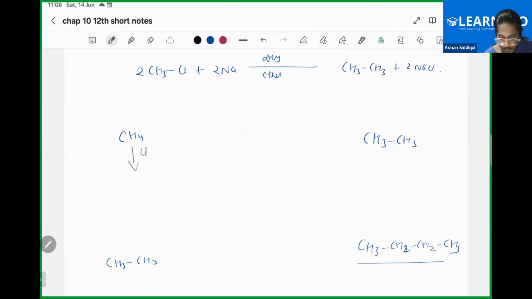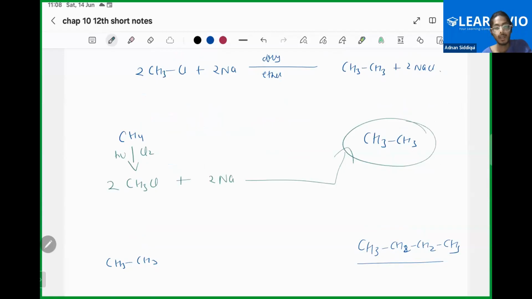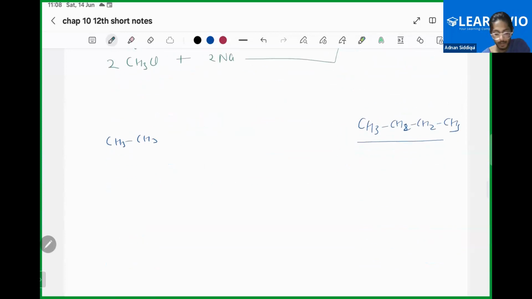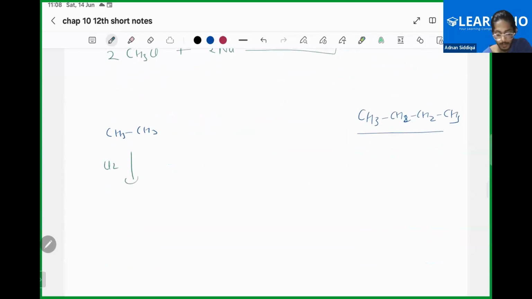Now, do I know some methods with the help of which I can convert alkane into haloalkane? I know, right? I will, in the presence of sunlight, react it with Cl2. Then I will get CH3Cl. Now, with the help of this, I can do the Wurtz reaction. I will add 2Na and I will get my product. First step was to convert it into haloalkane, then we will do the simple Wurtz reaction. Here, again, in the presence of Cl2, I will put it in sunlight. Now I will do the simple Wurtz reaction and get my product.